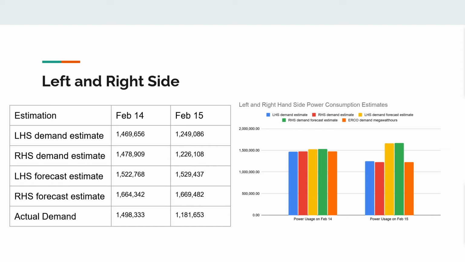And then the forecast estimates, which are higher both on the 14th by a little bit and significantly higher on the 15th. This is because it is useful to have an overestimate on your demand forecast, because it's better to have too much power being generated than too little, but not by too much. But then on the 15th, the power demand significantly dropped, showing that there was an error in the forecast estimate.